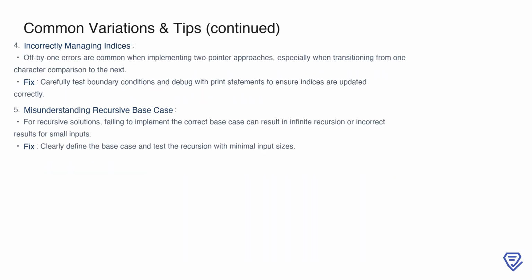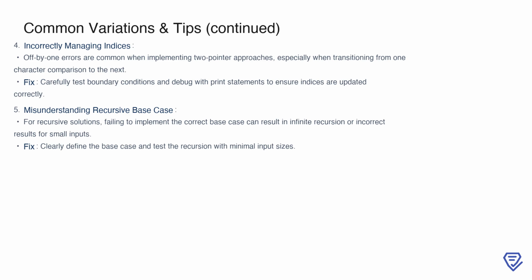Another common challenge is managing indices correctly, especially in a two-pointer approach. Off-by-one errors can occur when transitioning from one character comparison to the next. To avoid this, carefully test boundary conditions and use debug tools like print statements to verify that indices are being updated correctly throughout your implementation.